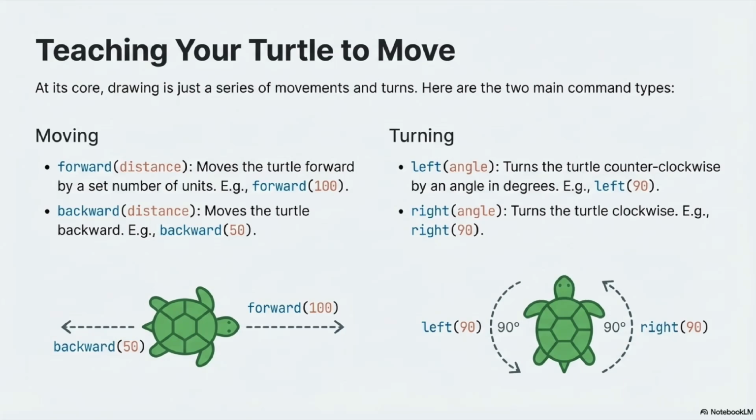We can also turn the turtle. left(angle) turns it to the left by a number of degrees. For example, left(90) turns the turtle 90 degrees left. right(angle) turns it to the right. For example, right(90) turns it 90 degrees right. By combining moves and turns, we can draw any path we like.